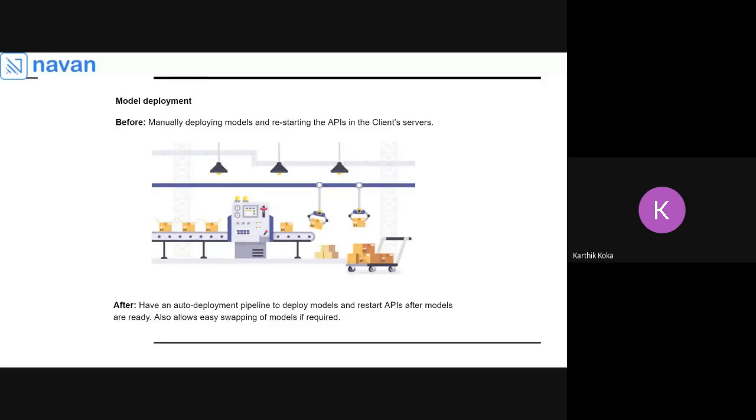Model deployment. Once the models were ready, we had to deploy them. Since there were 5 different models, for deploying each of them we had to manually access the client servers, manually load the files, and restart the APIs, which is very straightforward but takes time. Later on, we built an auto deployment pipeline, which would deploy these models directly onto the client server and restart the API. This auto deployment pipeline also allowed very easy swapping of models in case of any issues arising. Overall, the workflow was automated and very quick.